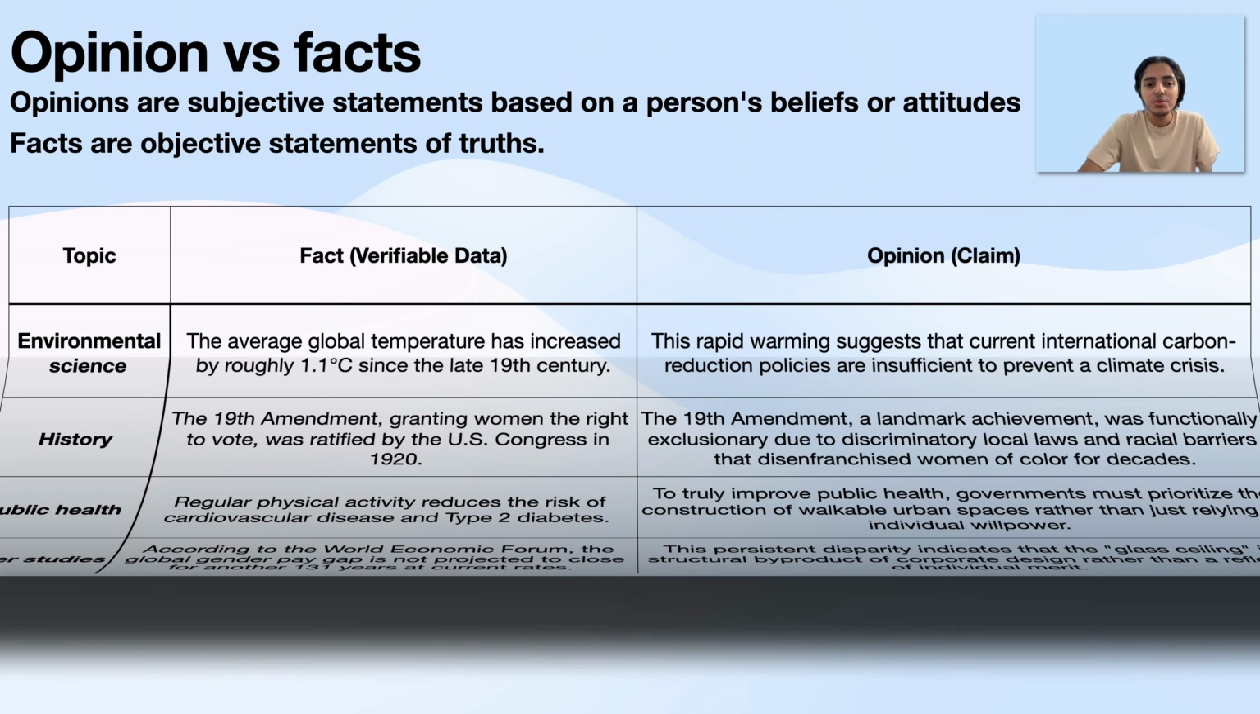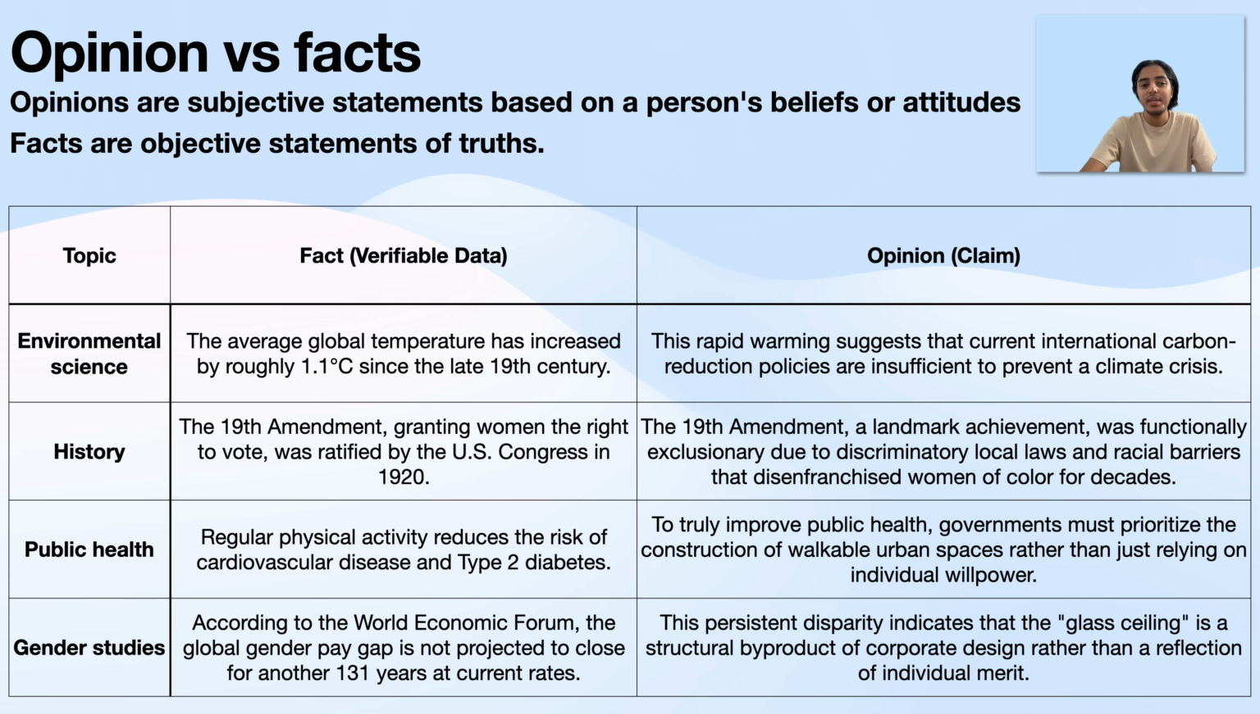Now let's talk about opinion versus fact. Well, what is opinion? Opinions are subjective statements based on a person's belief or attitude. Facts are objective statements of truth. Look at the examples here. I will read the environmental science. You can take the screenshot and read others yourself. The average global temperature has increased by roughly 1.1 degrees Celsius since the late 19th century. It is a fact. It is verifiable data. This rapid warming suggests that current international carbon reduction policies are insufficient to prevent a climate crisis. It is an opinion, it is a claim that needs to be supported.